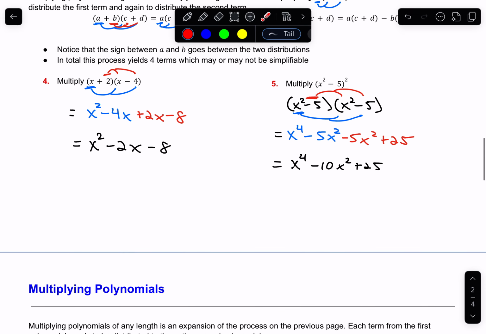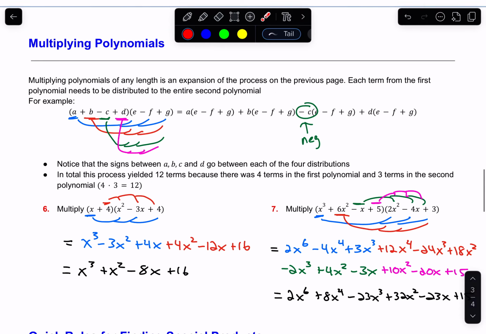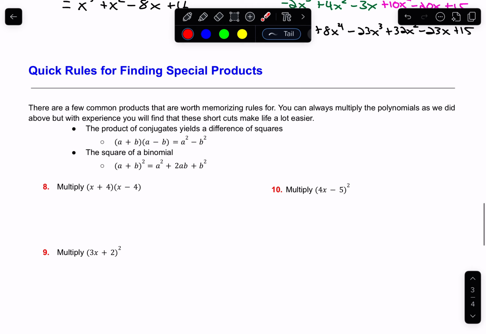So in the one we did up here, number 5, notice x to the fourth was x squared squared. So it becomes x to the fourth. 25 was negative 5 squared. And negative 10x squared was negative 5 times x squared times 2. Okay, so we got this result earlier. We just did it the long way. But that one's nice, but the one above it is even better. And we use it all the time.